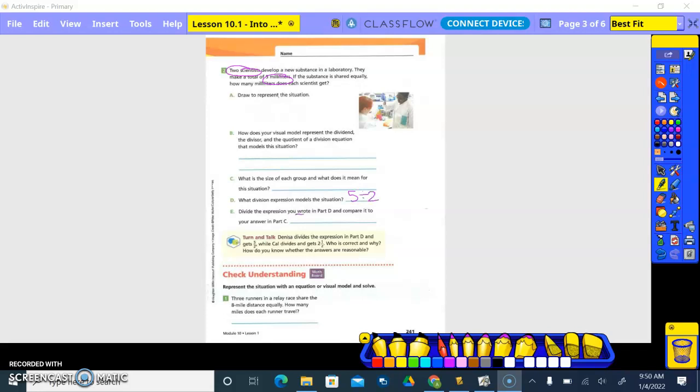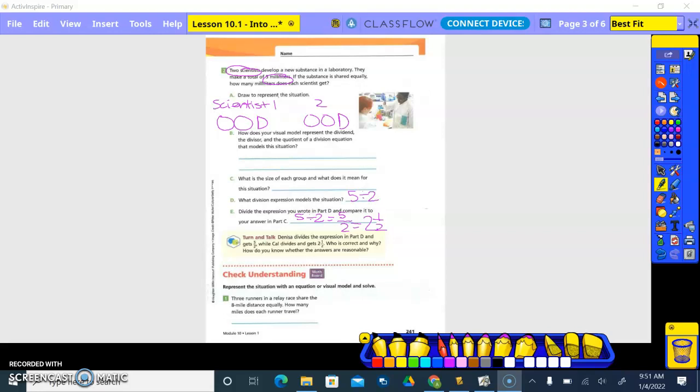So then we would have 5 divided by 2 equals, and we said you put 5 in the numerator and 2 in the denominator because the dividend goes in the numerator, the divisor goes in the denominator, right? So what is 5 halves? Equals 2.5. To represent that, scientist 1 and scientist 2 would have 2.5 each, right?